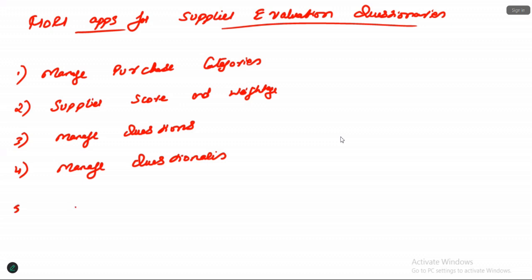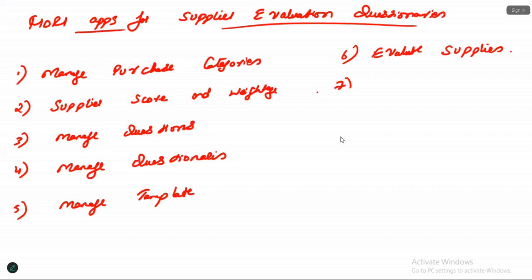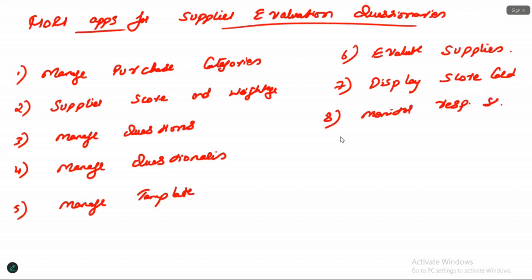Then we have Manage Template. Template is going to decide who is the owner of the questions and who is the evaluator of the questions. Based on the template, the evaluation will go to the specific ID in Evaluate Suppliers. In Evaluate Suppliers, you can enter all the scores, and that will display in a scorecard. You can also see the scorecard. And if you want to monitor the supplier, you can monitor the response. So these are the apps.